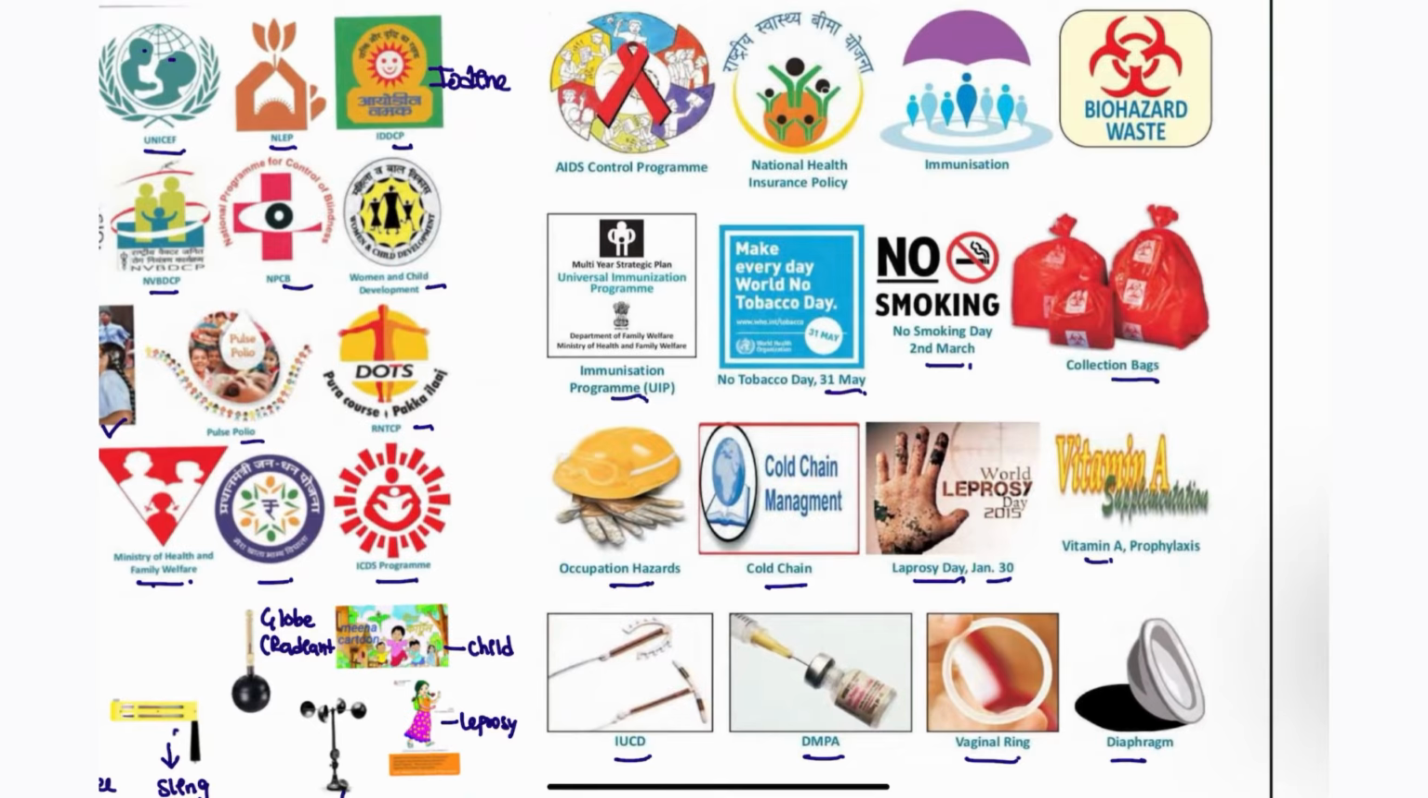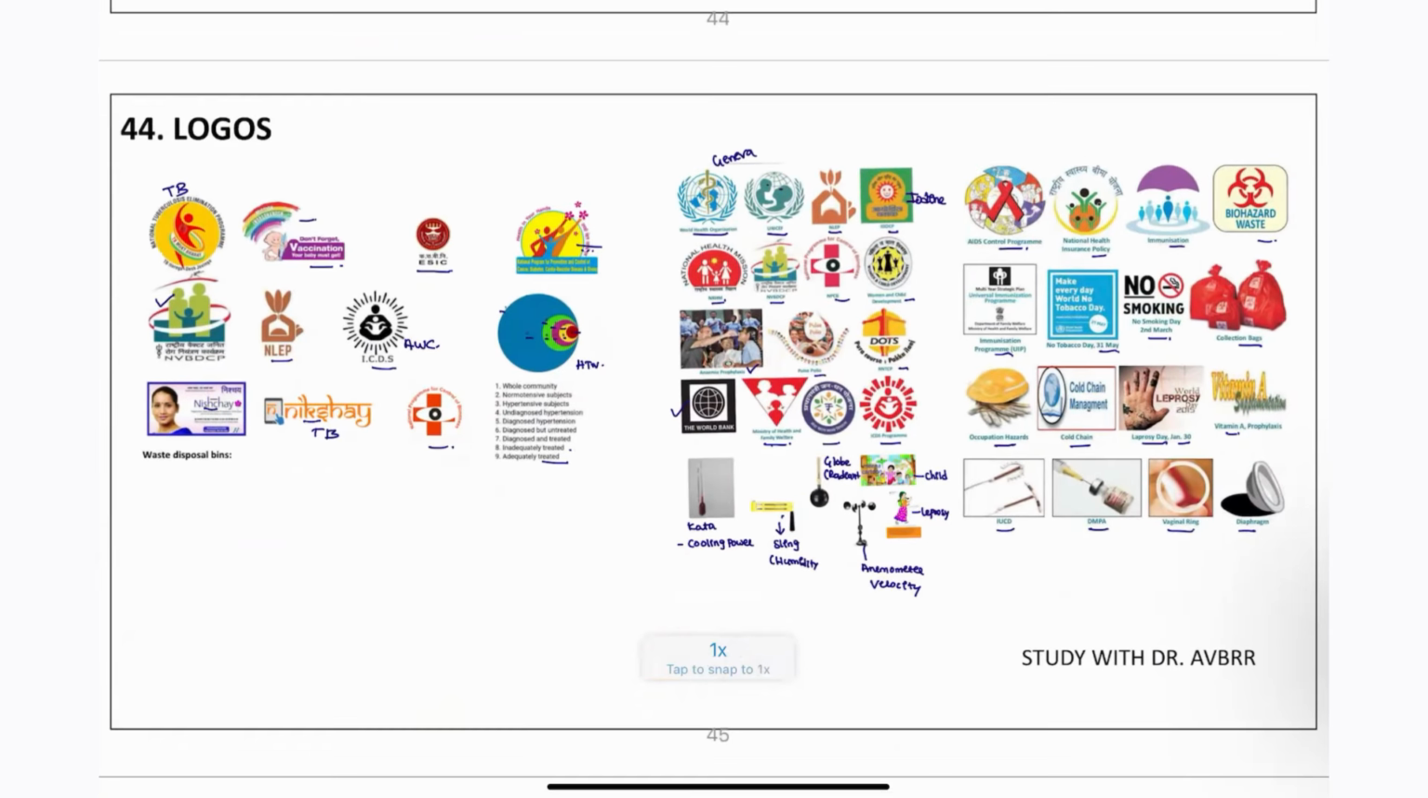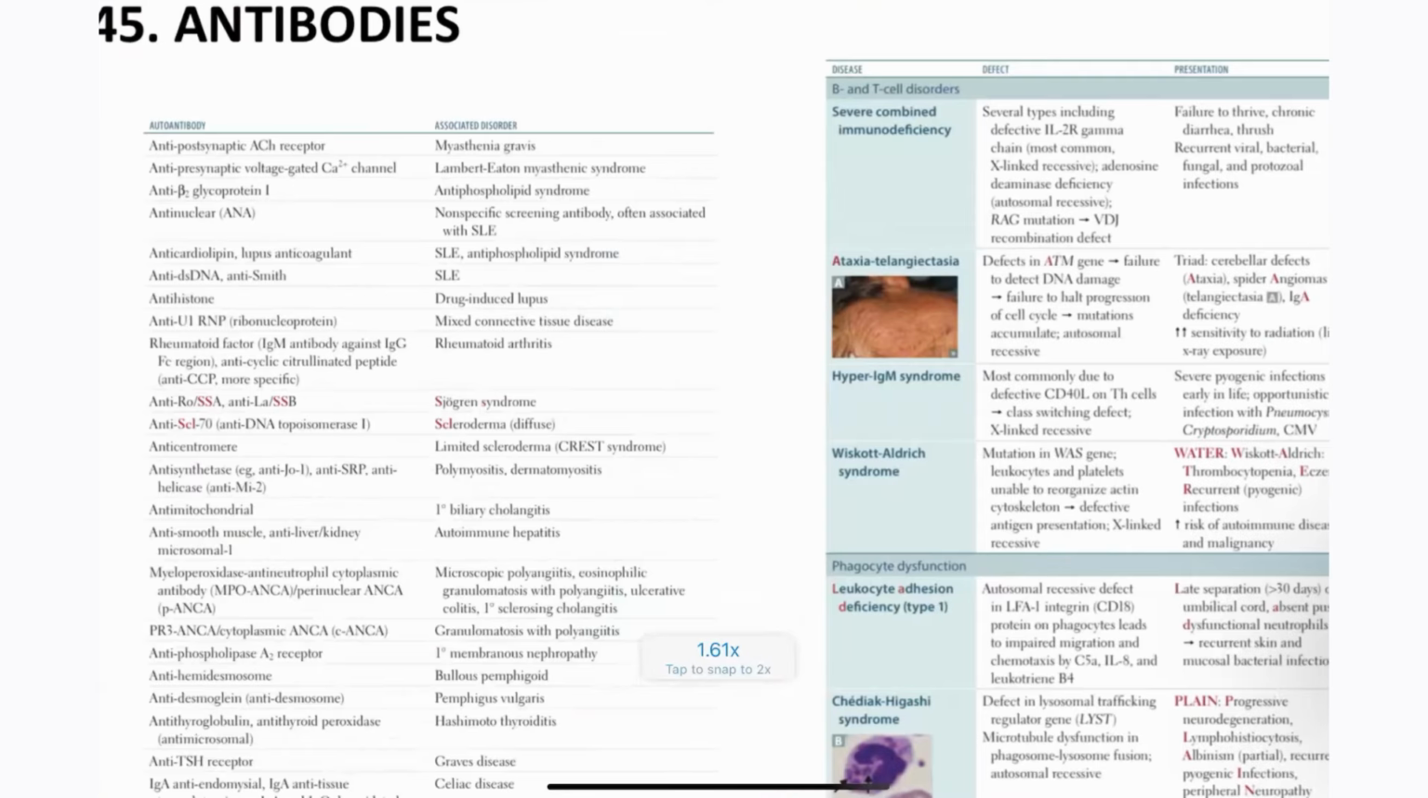Immunization program, universal health, AIDS control logo, and this is the national health insurance policy, immunization, herd immunity, and biohazard waste. Okay, these are some of the important logos that you have to take note. Next, coming to the antibodies.